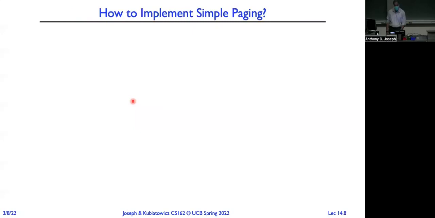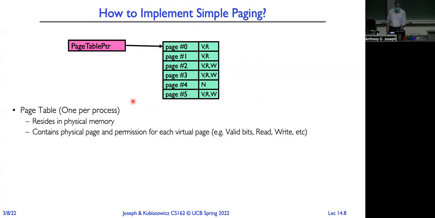Okay, so how do we implement simple paging? So we're going to start with the very simplest way we can do it, which is in the processor, we're going to have a page table pointer. That page table pointer will point to a location in physical memory that contains a table. And that table just consists of a combination of physical page numbers and permission bits.